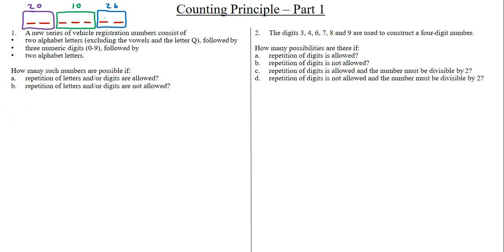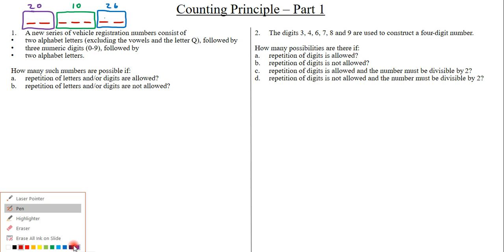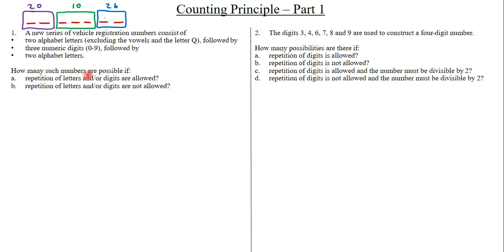So let's go ahead and look into the first question. It says: how many such numbers are possible if repetition of letters and or digits is allowed? If we are repeating, how many registration numbers can we come up with? First, we set up the spaces we have. We have two spaces for the letters, then three spaces, 1, 2, 3, and then two spaces there, 1, 2.